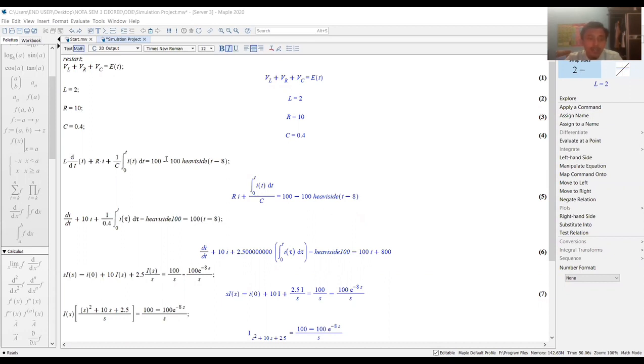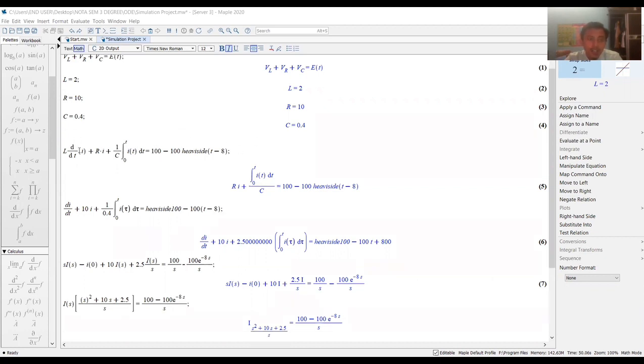Okay, today I want to present our RLC circuit, where we set the values of VL, VR and VC. The value of L is 2 Henry, the value of the resistor is 10 ohm, and last but not least, the value of the capacitor is 0.5. Before that, the simulation that we use is Maple simulation.